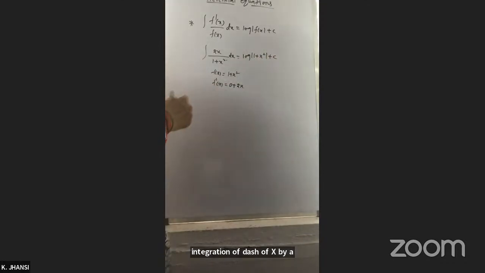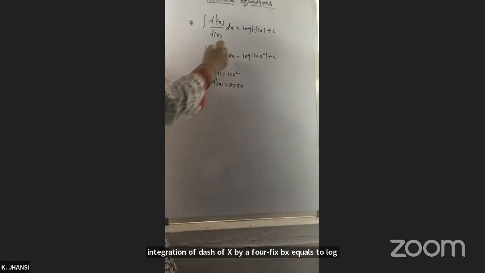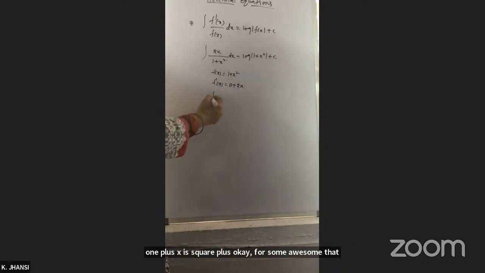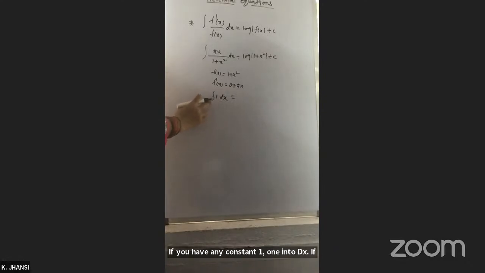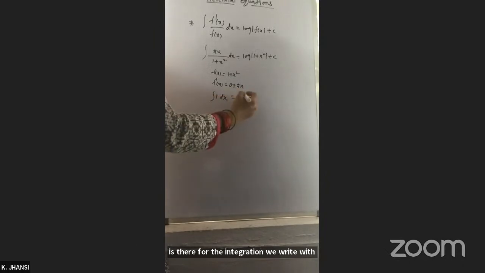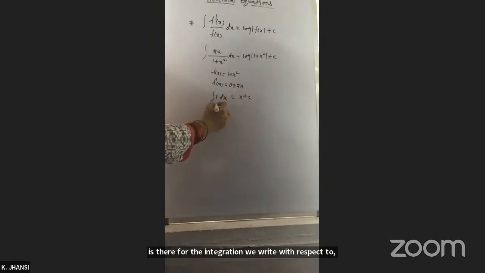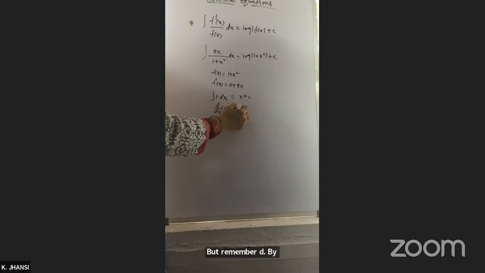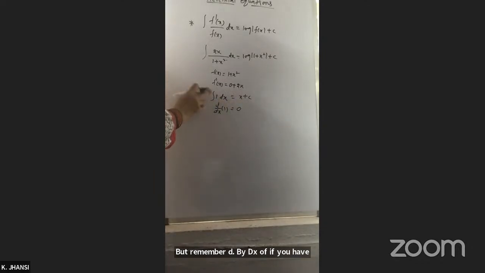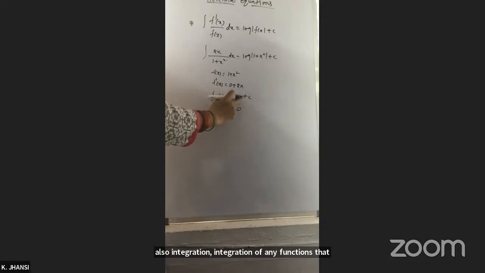Okay. So some formulas are also there. That is integration. If you have any constant one into dx, if any constant is there for the integration, we'll write with respect to whatever variable you are doing the integration, that variable, that is x plus c. But remember, d by dx of, if you have constant function, then the value is 0. Okay. So likewise, you compare both differentiation and also integration. Integration of any constant function is that variable. Okay. Differentiation of constant is 0.